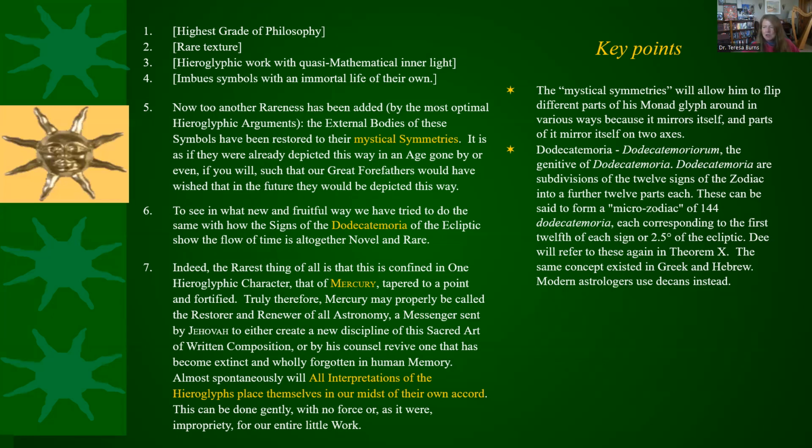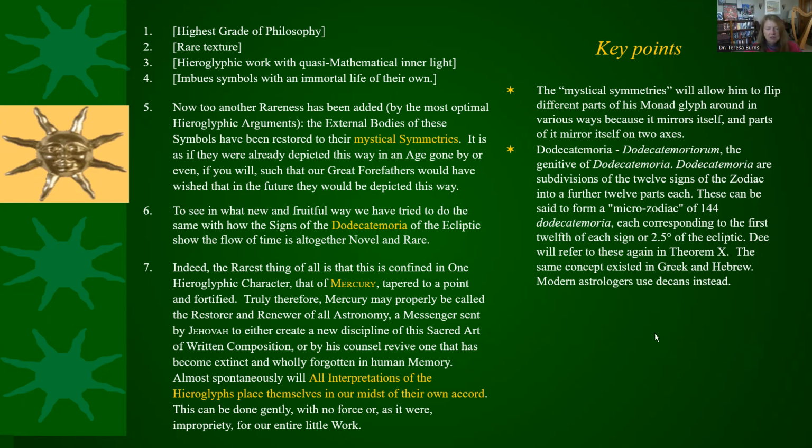So dodecatemoria are the subdivisions of the 12 signs of the zodiac. Today we do this with the different decans of the zodiac. But so you divide every 12 signs into 12 degrees. So you get this micro zodiac of 144, which you can imagine is a significant number. Each of them is going to be about exactly 2.5 degrees of the ecliptic. He is going to talk about them again in theorem 10 with the same unusual language. This same concept existed in Greek and Hebrew writing, according to scholars greater than myself.